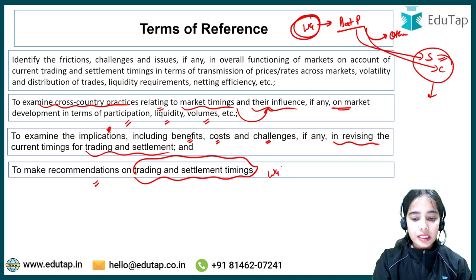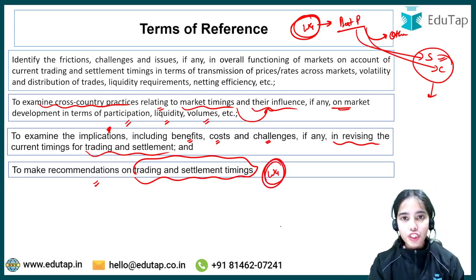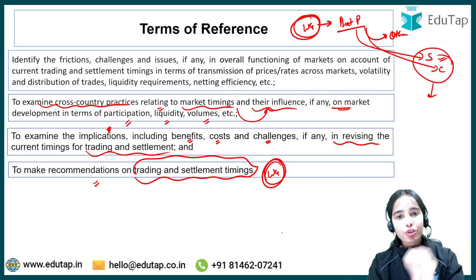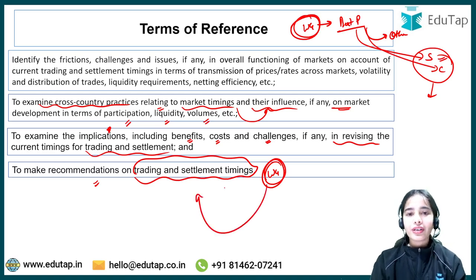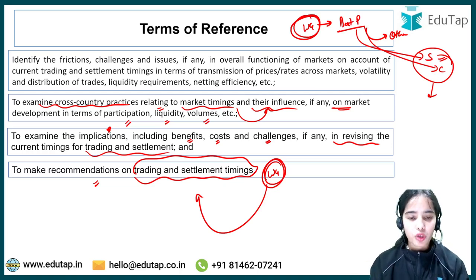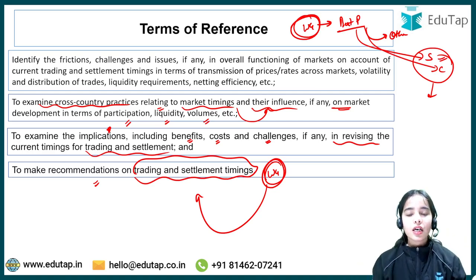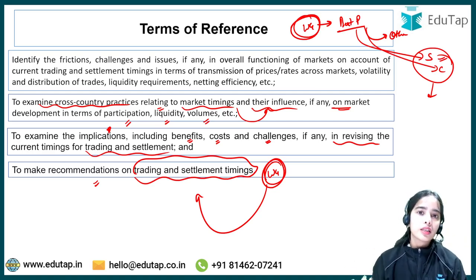So it is the task of the working group to make the recommendations on whether the synchronization and the complementary timing should be brought or not. The recommendations have to be made on trading and settlement timings, on how the synchronization and all this can be brought. Okay. So this is the basic idea about the working group, the review, and the terms of reference.